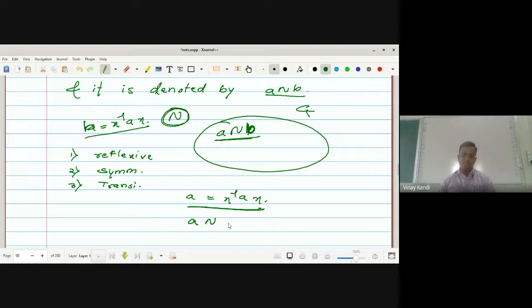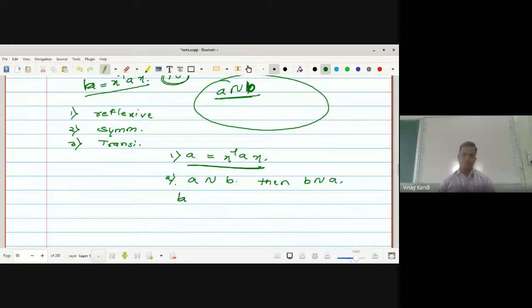If a is related to b, then whether b is related to a: the symmetric property. Yes. a is related to b means b is equal to x inverse a x. By post multiplying by x, we get x b equals a x, and again by post multiplying by x inverse, x b x inverse equals a. So b is related to a. That means the symmetric property also holds.